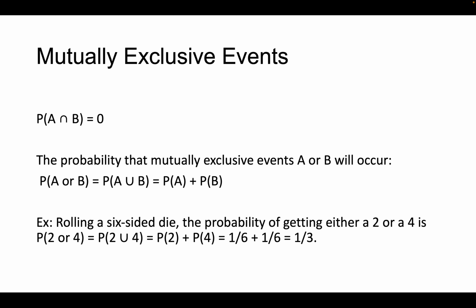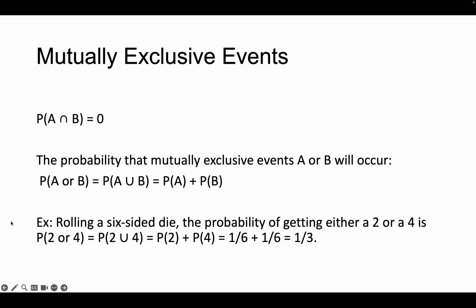Mutually exclusive events are events that cannot occur at the same time. In other words, if one event happens, the other event or events cannot happen concurrently, so the intersection equals 0 and they have basically nothing in common. The probability that mutually exclusive events A or B happen equals the probability of the union of A and B, and basically equals the probability that A happens plus the probability that B happens.